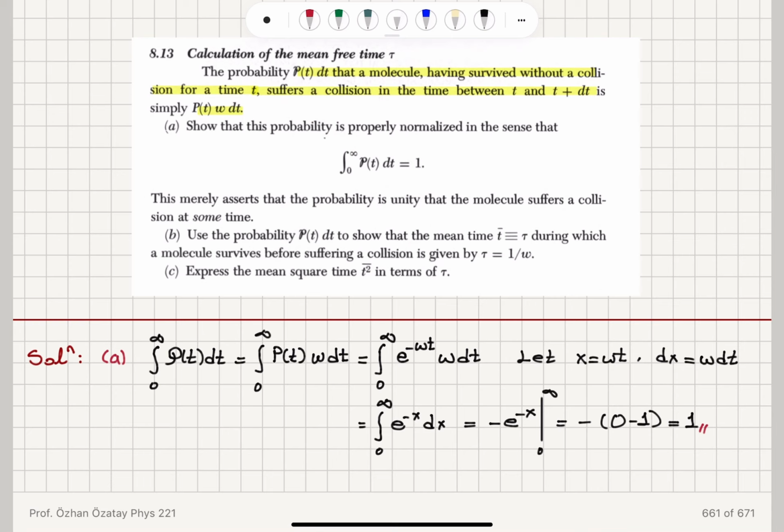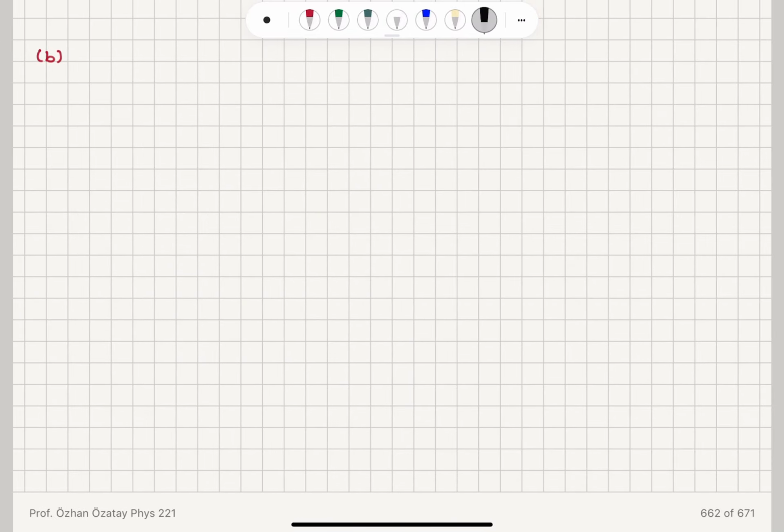Part B, use the probability funny P of t dt to show that the mean time tau during which a molecule survives before suffering a collision is given by 1 over omega. Okay, the mean time tau, which is t bar, is the integral from t equals 0 to infinity of t P of t dt.